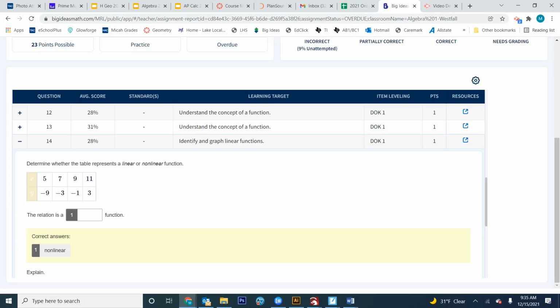It has to be a constant change in the X and Y. Now, does that have to be the same change? No, it has to be a constant change in X and Y. You guys might want to write that on your note card. To be a linear function, it has to have a constant change in X and Y.